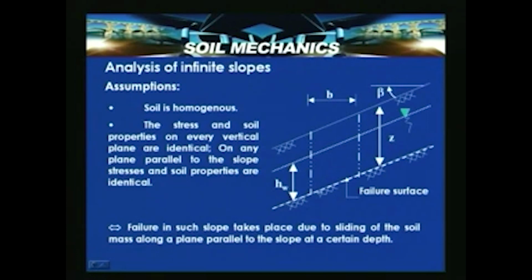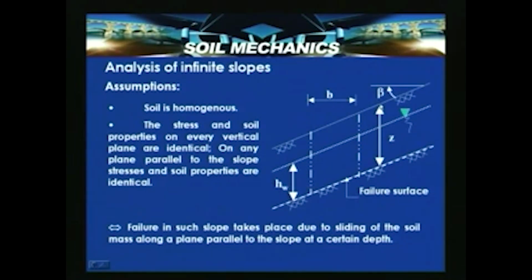Let us assume this is the failure surface, a planar surface parallel to the slope surface, and this is the location of the water table. Assume that the unit weight of the soil is identical above and below the water table. Z is the depth, and HW is the water depth in this direction shown here. From here to here is HW, and from here to here is Z, and B is the horizontal distance.